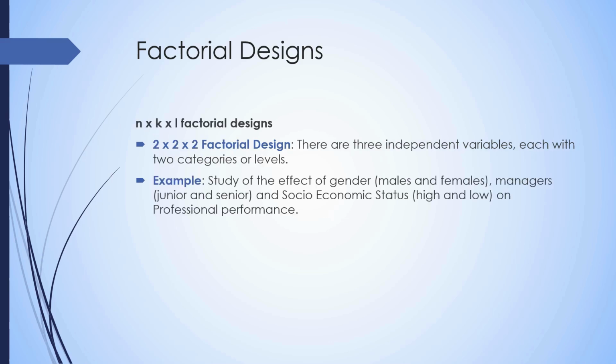The first example we have under n into k into l factorial design is a 2 into 2 into 2 factorial design. Okay, so here we have three independent variables, and under each independent variable we have two levels each. Let's take an example. Study of effect of gender, which is the first independent variable; managers, second independent variable; third, socioeconomic status; on professional performance, this would be our dependent variable. So we are going to study the effect of these three independent variables on our dependent variable, which is professional performance. And under each of our independent variable we have two levels each.